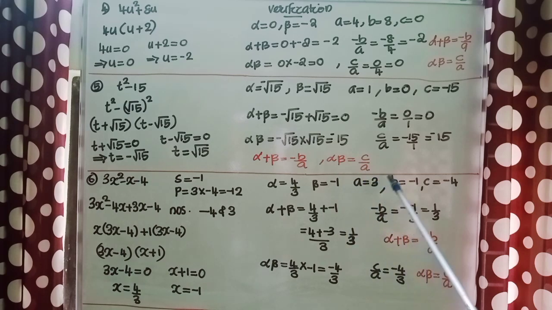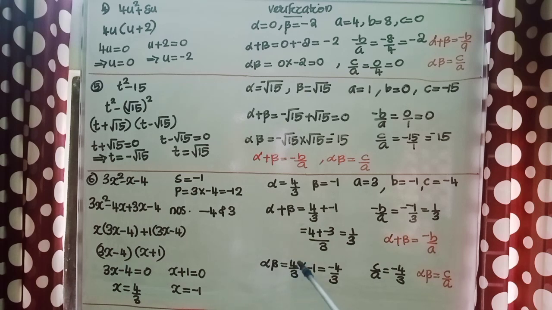Here a equal to 3, b equal to minus 1, c equal to minus 4. Alpha plus beta equal to 4 by 3 plus minus 1. Cross multiplication, we get 4 plus minus 3 by 3, that is equal to 1 by 3. Minus b by a equal to minus of minus 1 by 3, that is equal to 1 by 3. So we got alpha plus beta equal to minus b by a.